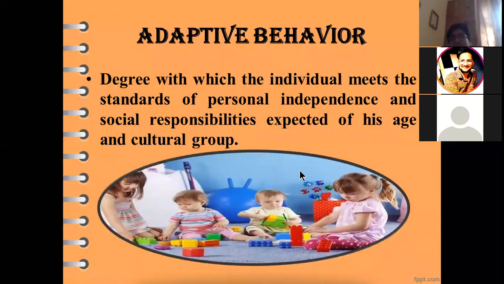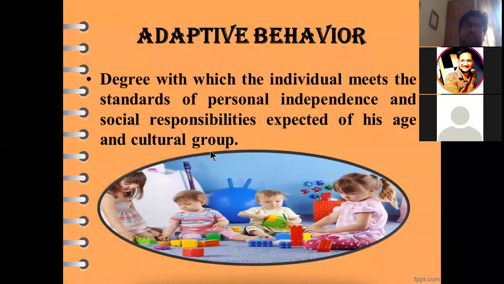The next thing, you must know two types of behavior in psychiatry. One is adaptive behavior, another one is maladaptive behavior. Adaptive behavior is the degree to which an individual meets the standards of personal independence. Whether you can live independently. If you are not able to live independently in this world, you are a maladaptive person. And also, do you follow all the social responsibilities? If you do, then you are an adaptive person. If you are not following the social responsibilities expected of your age and cultural group, you have maladaptive behavior.